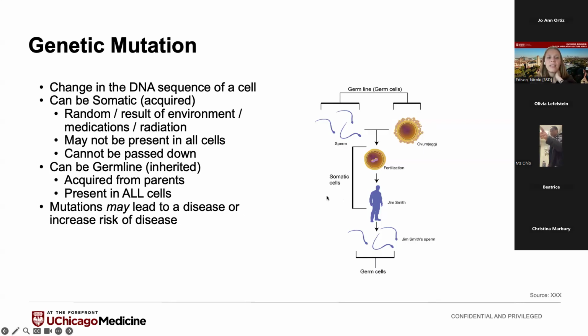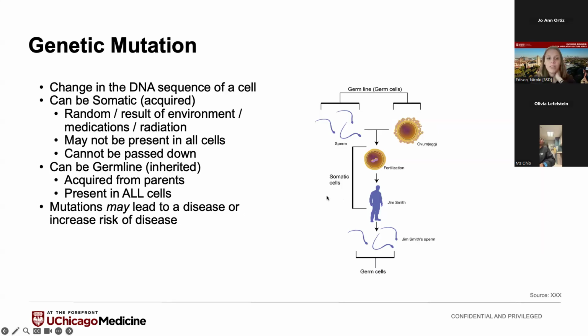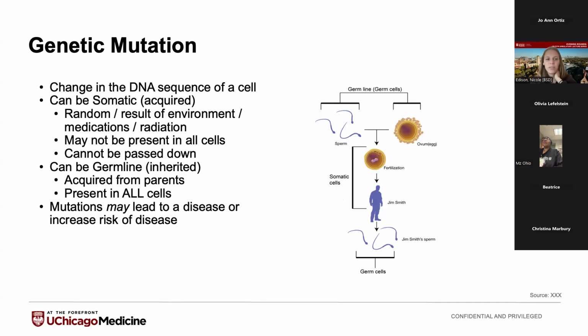Mutations can lead to a disease, or a better way to put it is an increased risk of disease, especially when we think of cancer. Just because you have a cancer risk mutation does not mean that you are destined to get cancer. It can just mean that your risk of cancer is higher for that specific cancer than maybe someone else's.